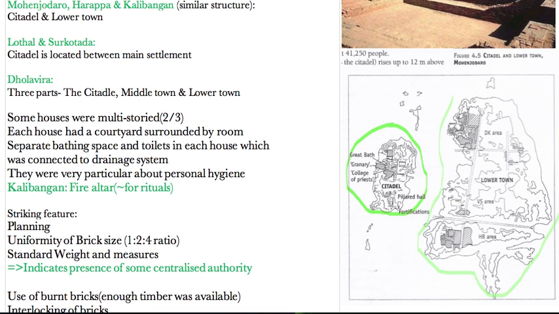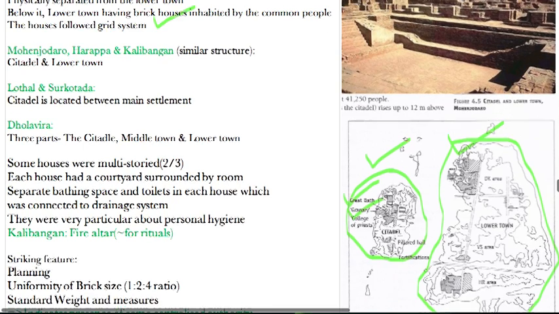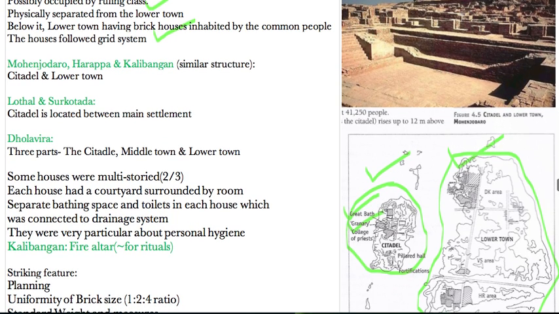So there is a separation that is also remarkable, and mostly we will find that the citadel was in the western side while the lower town was in the eastern side. And as you can see, all the great monuments like the Great Bath and Granary were also located on the citadel.